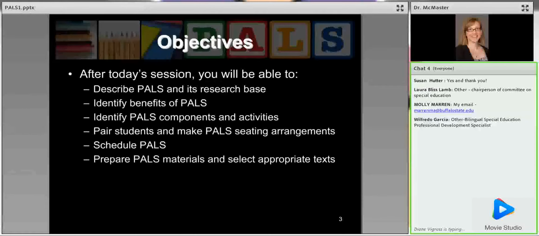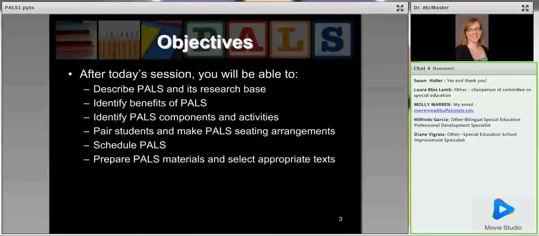So here are the objectives for today's session. What I'm hoping is that by the end of today's session, you'll be able to describe PALS and some of the research that supports it. You'll be able to identify some of the benefits of PALS and the PALS components and activities, although we'll get into more detail about those a little bit later in the series. I'll at least go over what the basic activities are.